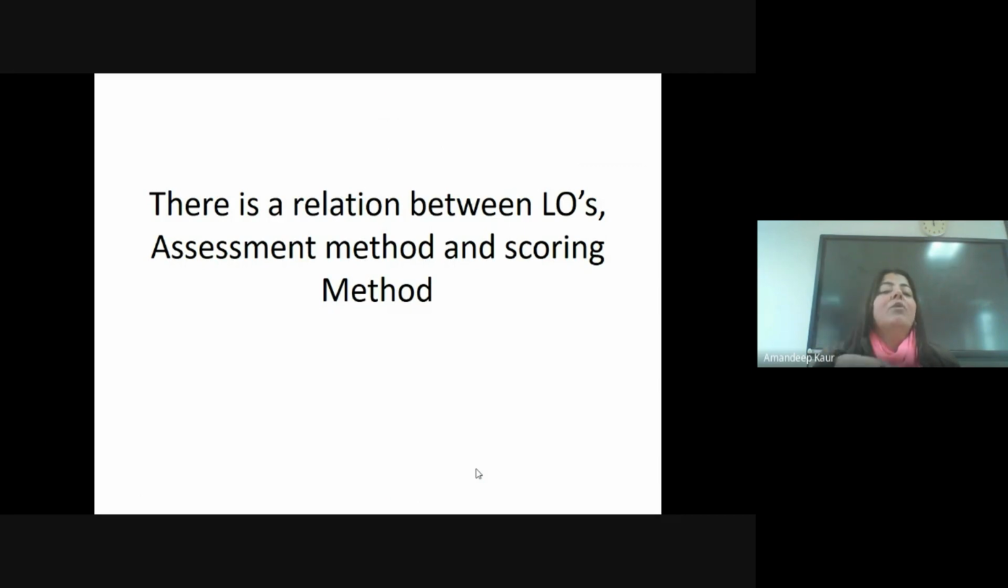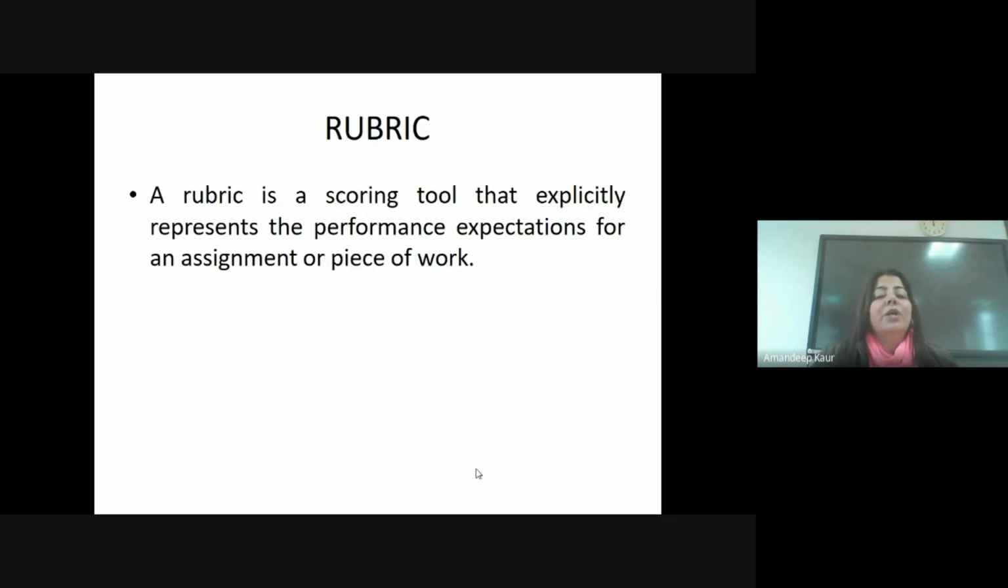So my learning outcome is mapped with the assessment method. And in a final practical session, when I ask my student to perform a practical activity by the use of that particular equipment or machinery, I am again going to relate that learning outcome with my scoring method. So there is always a relationship between the learning outcome, assessment method, and scoring method.